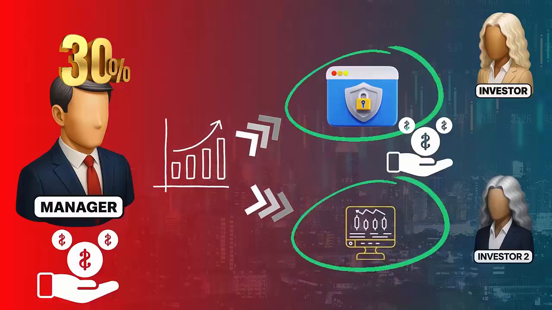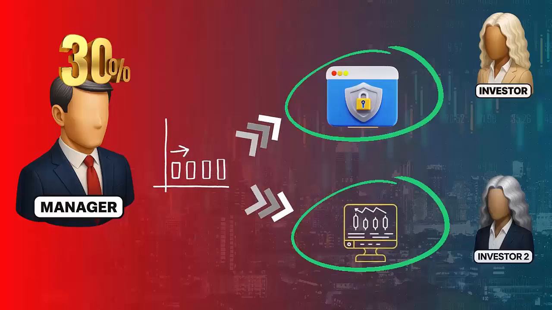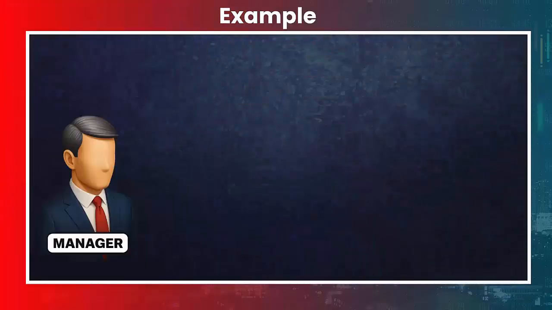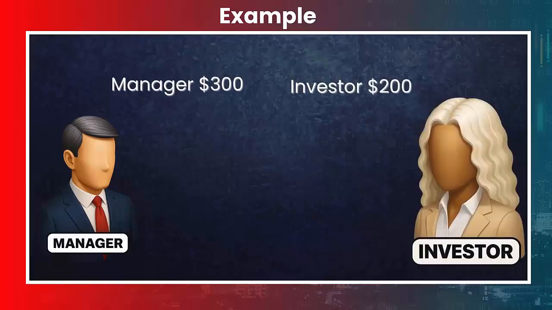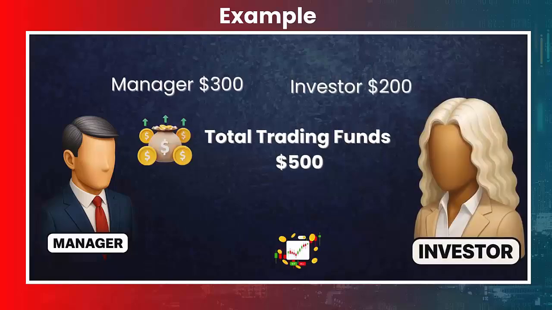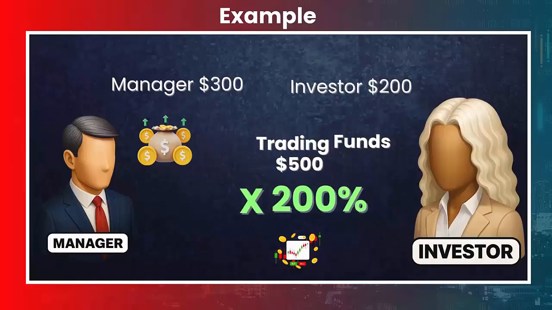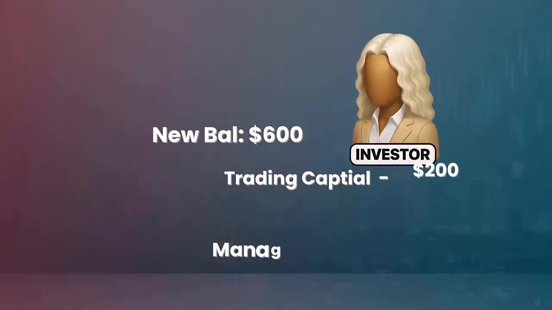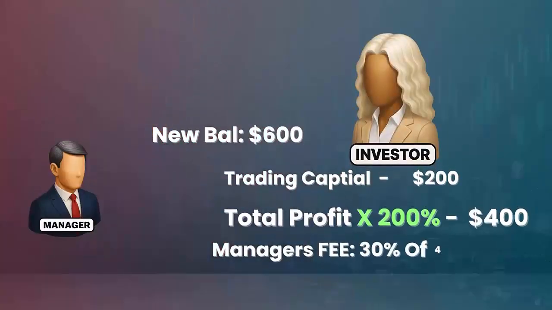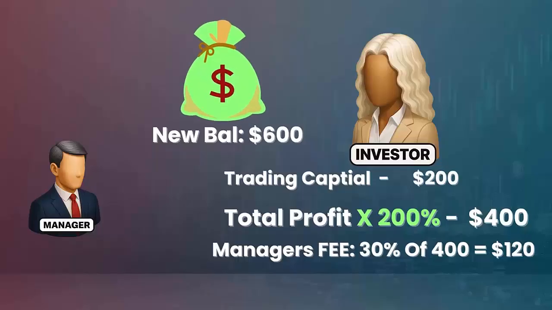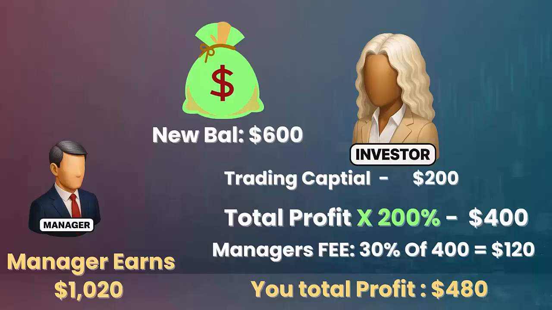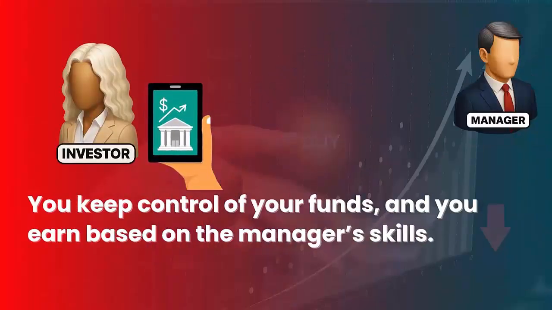The manager trades using their own funds, while the system repeats the same transactions for the investor's funds. Example: the manager invests $300, and you invest $200, equals $500 total. After successful trading, the account grows by 200% to $1,500. You now have $600. The manager gets a 30% fee from your $400 profit, equals $120. Your final gain, $480. The manager earned $1,020. It's that simple. You keep control of your funds, and you earn based on the manager's skills.